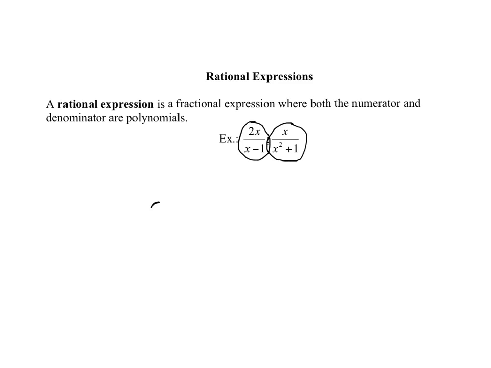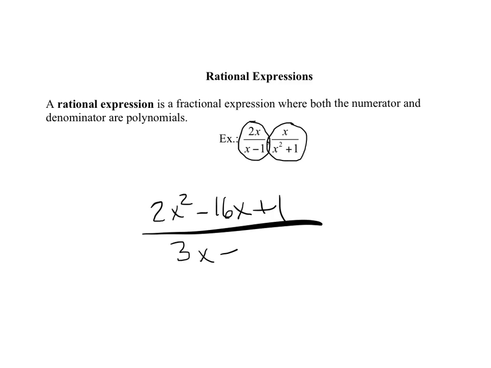So I could have 2x squared minus 16x plus 1 all over 3x minus 5. As long as it's a polynomial in the numerator and the denominator, it's considered a rational expression.